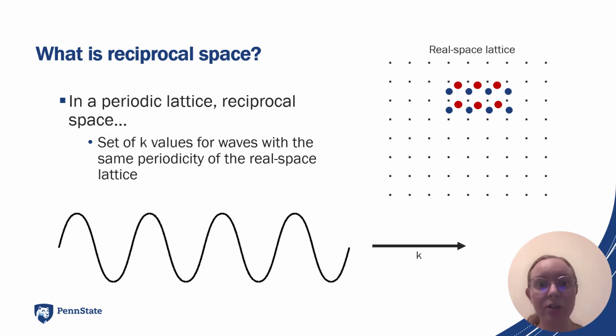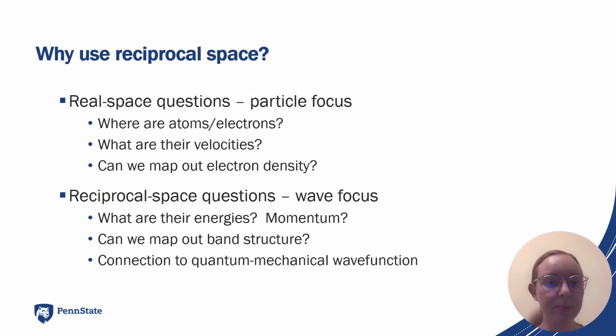Reciprocal space, or k space, has to do with the momentum of particles within the lattice. You may be thinking at this point, why use reciprocal space? Why bother converting from real space to reciprocal space when we can already define where the atoms are within the crystal? To answer that, we need to talk about the different types of questions that we can ask as physicists or as material scientists.